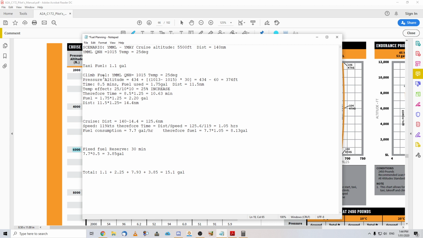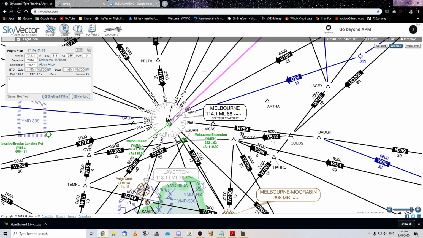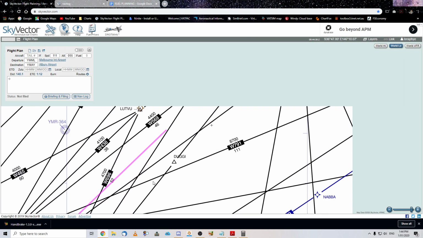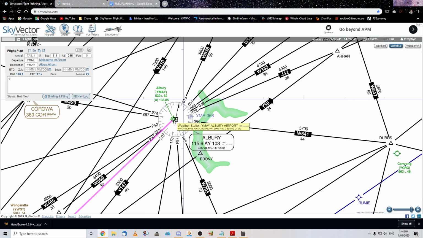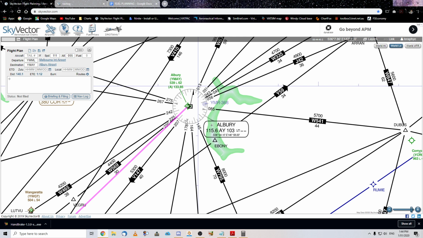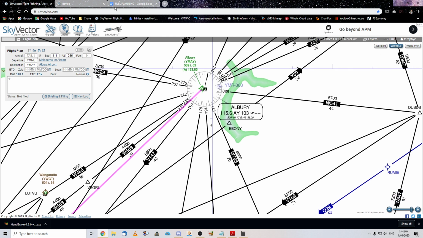Okay, so now we've worked out our taxi fuel, we've worked out climb and cruise. So basically we've worked out how much fuel we need for our trip. However, there's another thing you need to worry about, because you might get in your aircraft, take off and fly to Albury, and you're descending. You probably just taxi off the runway, and bang, your fuel will stop because you've worked out just enough fuel to get to Albury.